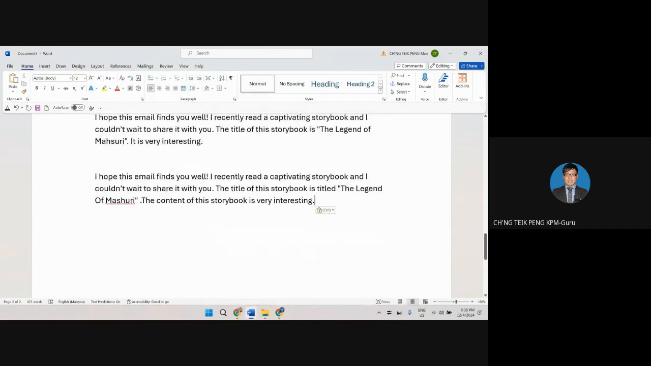Okay, so I hope this email finds you well. Storybook, I couldn't wait to share with you. The title of the storybook is titled The Legend of Masuri. Okay, it's a little bit redundant. Okay, Jen Heng 有点 redundant 了。所以这里你看啊，这里的 title 呢是名词，这里的 title 是动词来的。If you want to use title as a verb, this is how you should use it. Okay, this storybook is titled The Legend of Masuri. Understand? This is how you should use it. All right, Chen Heng. So you have to change here. It's titled.